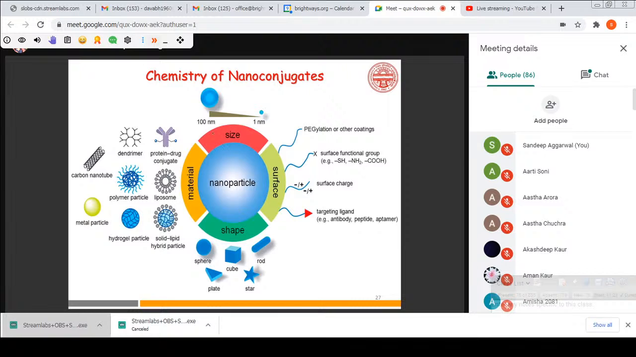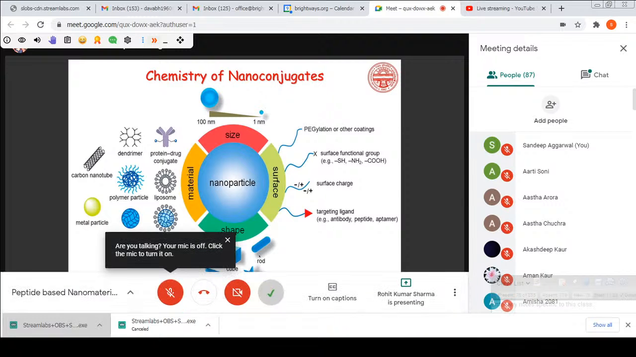And we know that nanoparticles generally range from 1 nanometer to 100 nanometer, and their surface can be positively charged or negatively charged, and this surface can be attached to different types of materials such as drugs, dendrimers, liposomes. These are all conjugates that you can attach with the nanosystem. And these nanosystems can have different shapes. For example, they can be sphere shaped, cube shaped, rod, plate, and other types of shapes. So you can have this type of nanoconjugate system, which can be used for different applications.